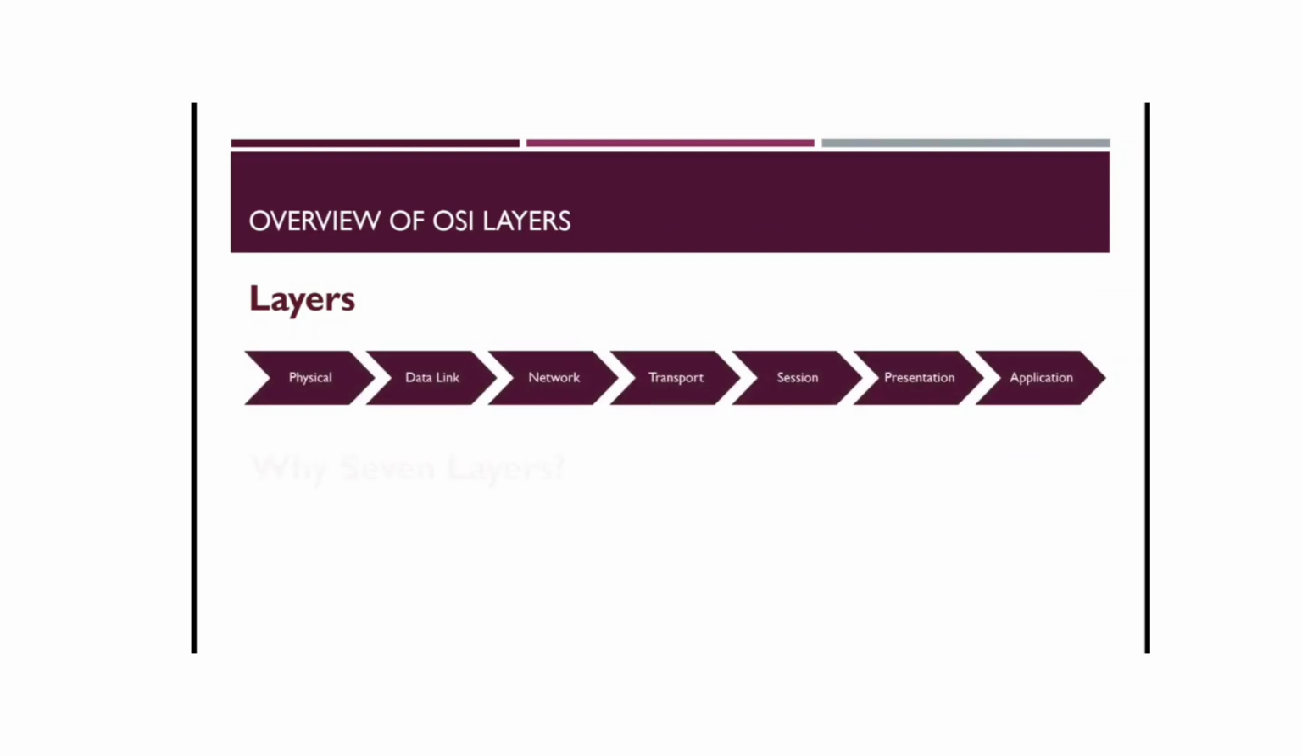The overview of layers. So basically in the OSI model we have 7 layers. But why do we have 7 layers? Because it was designed to break down complex networking functions into smaller and manageable components, which helps standardize communication processes between different systems and devices. Each layer in the OSI model represents a specific function, making it easier for developers and engineers to troubleshoot.